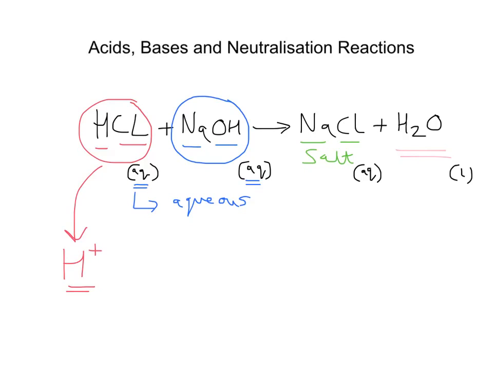Let's think about bases. Now, these are substances which can neutralise acids. That's how we define a base. It's a substance which will neutralise an acid. Now examples, if we just draw a little down here, put examples of bases include metal oxides and metal hydroxides.